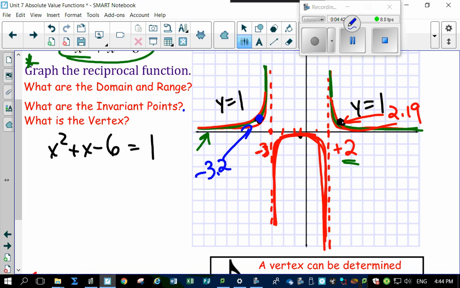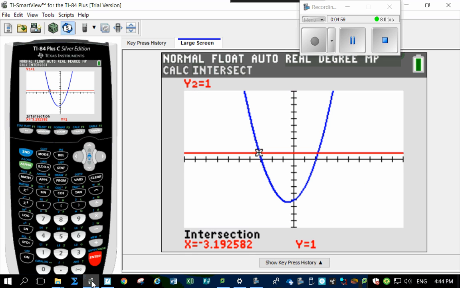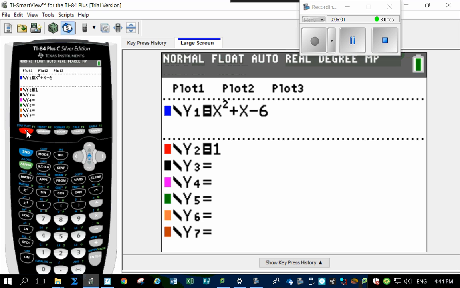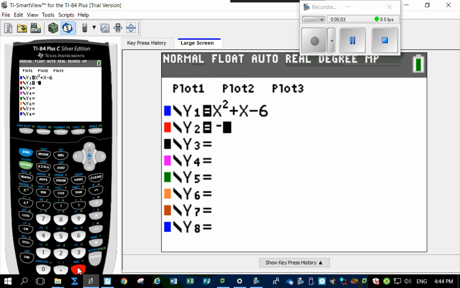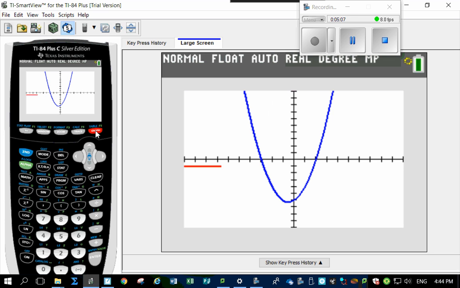There's our invariant points, there and there. But what about the invariant points here and here? Well, don't forget, we can also make x² + x - 6 equal to -1. So go back to your calculator, change this y equal to -1, hit graph, and find out those values. That's where it's going to be equal.